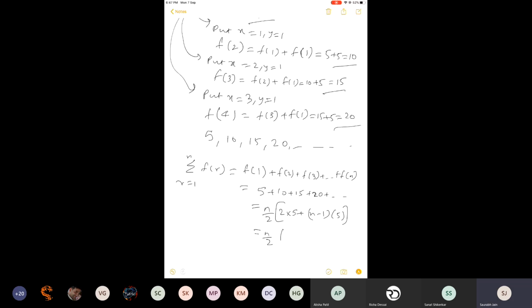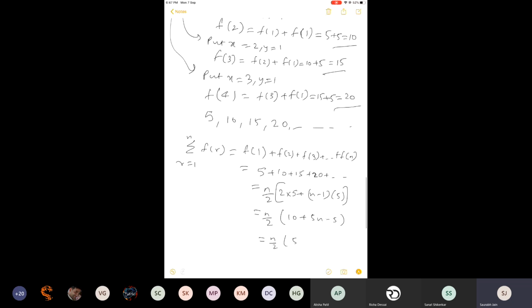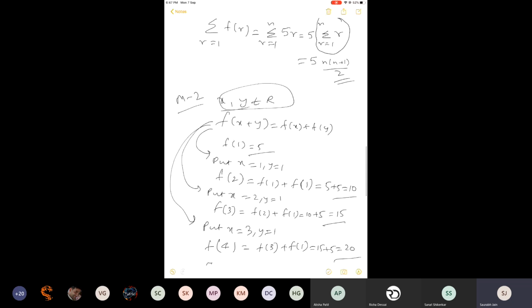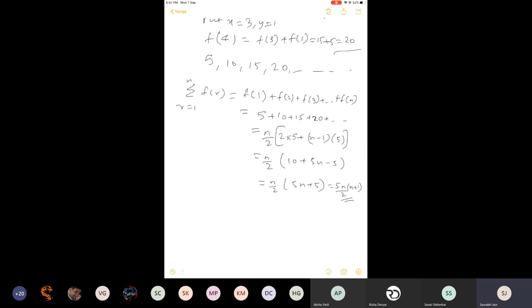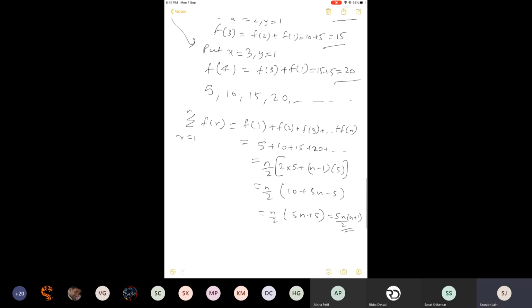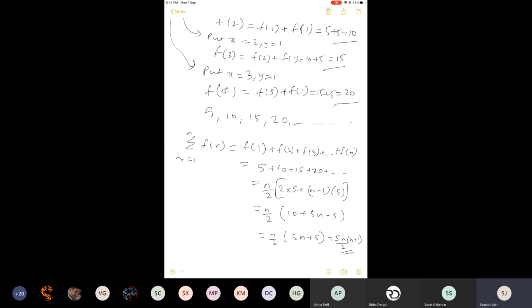So this will be 5n plus 5. We can take 5 common and it will give us 5 times n by 2 times n plus 1. This is exactly the same as what we got here. Is it clear? So in this way also you can calculate, but you can see it is comparatively a lengthier method. So that is why remembering the standard results is anytime a better option.